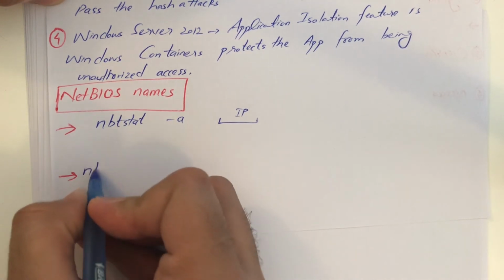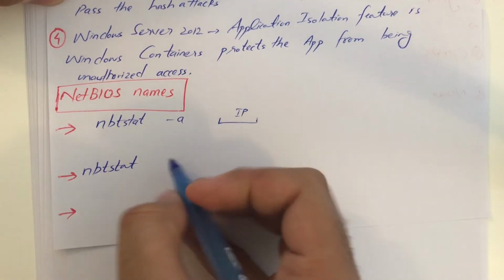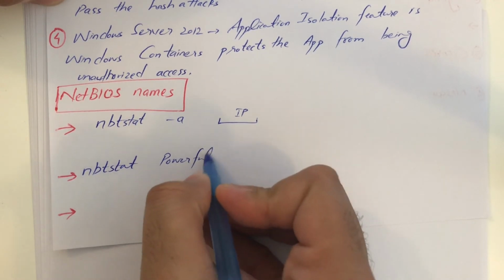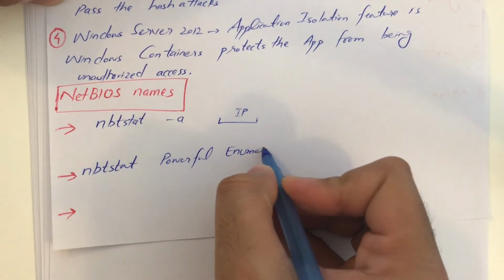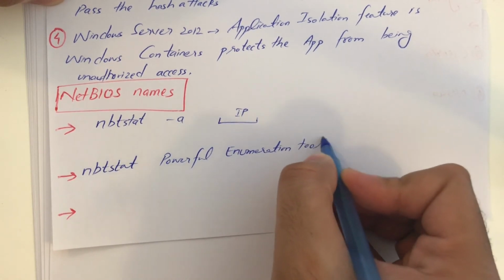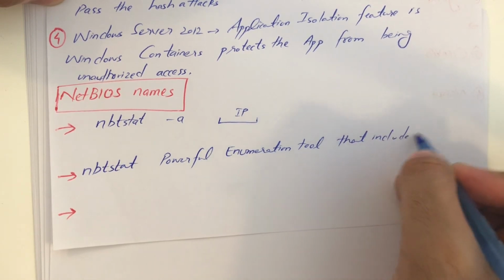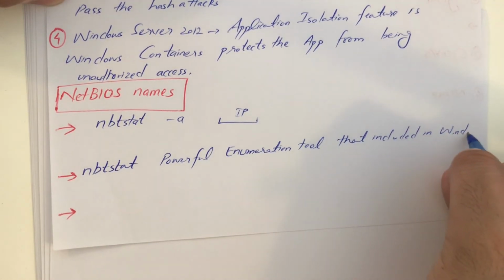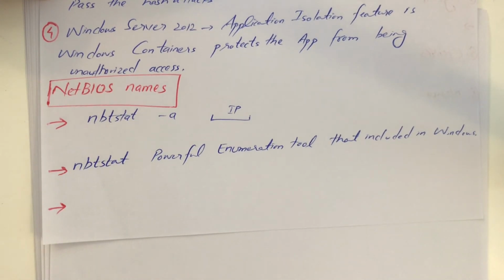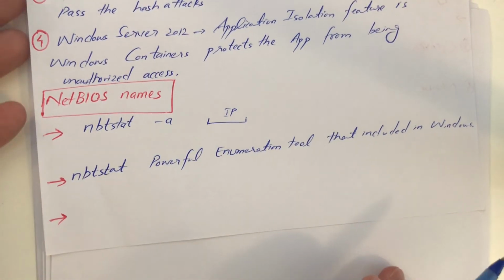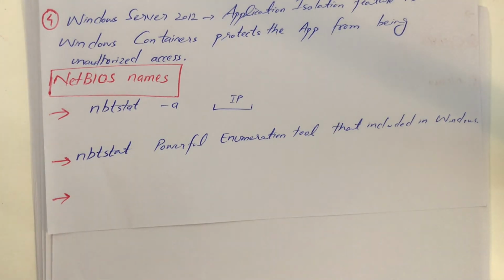So nbtstat is a powerful enumeration tool that actually comes with Windows. Please remember one thing, to execute an enumeration attack, most of the attackers target the domain controller servers rather than targeting the individual computers, because if you take control of domain controllers, you can actually get more information about the connected users.